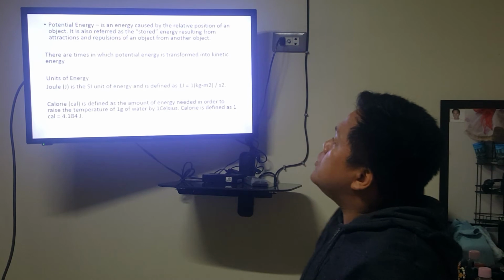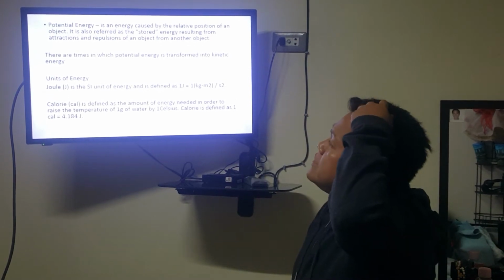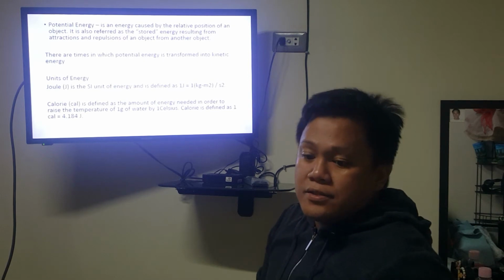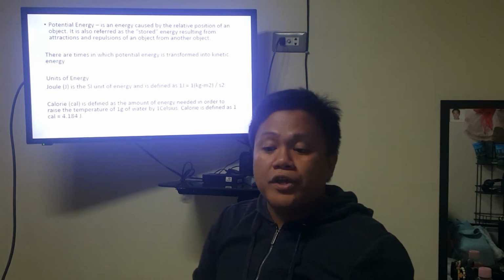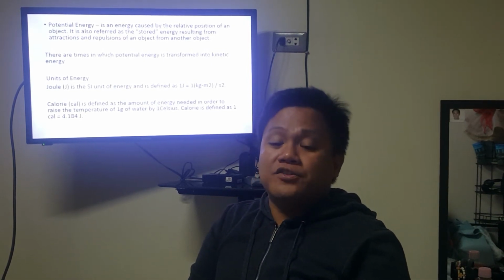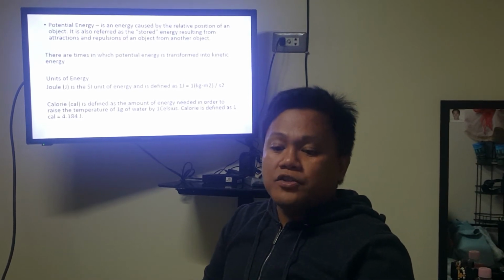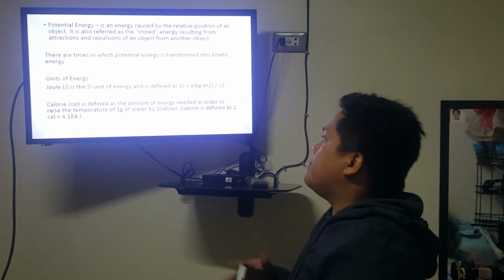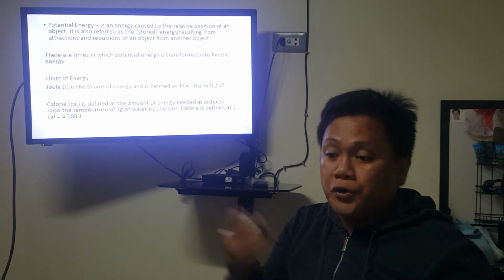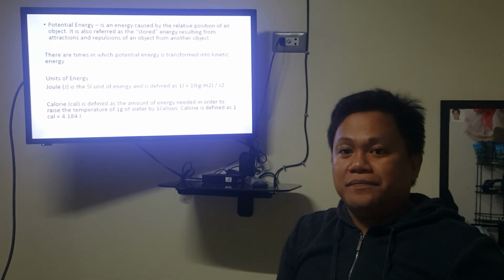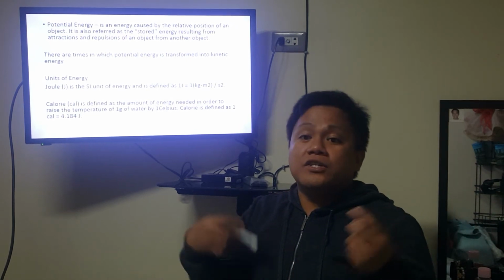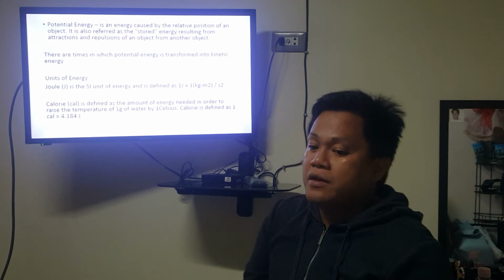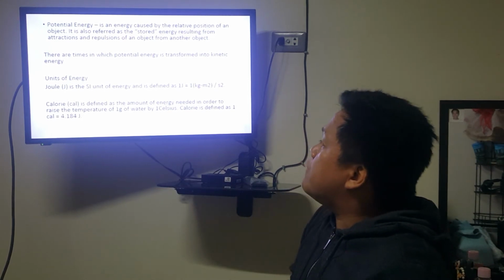Next, potential energy. Potential energy is energy caused by the relative position of an object. It is also referred to as the stored energy resulting from attractions and repulsions of an object from another object. There are times when potential energy is transformed into kinetic energy. So potential energy can become kinetic energy. It can also be converted.